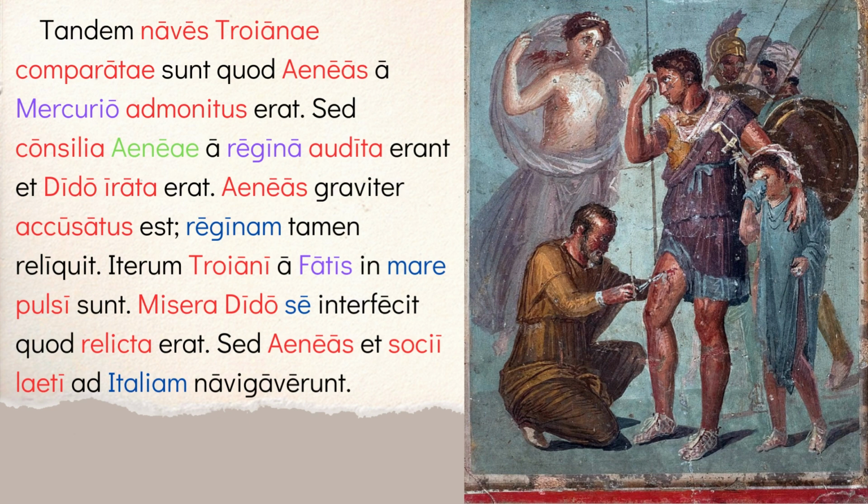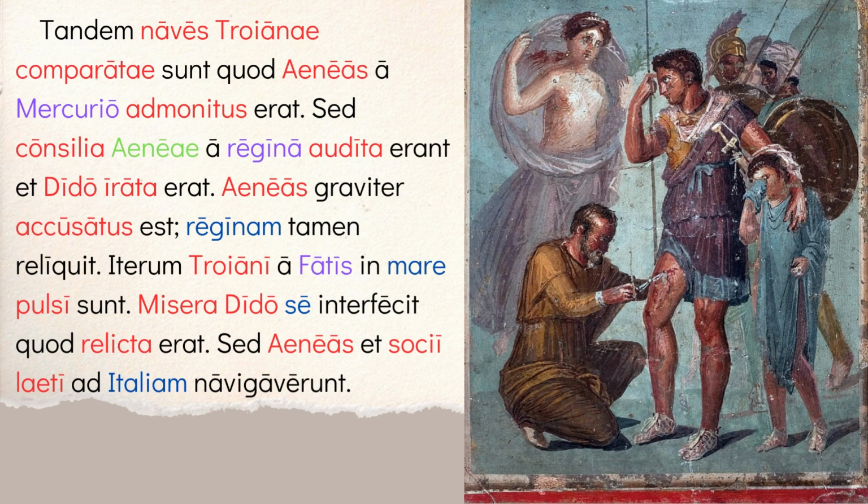Then you have consilia Aeneae a regina audita erant et Dido irata erat. So the consilia, the plans of Aeneas, his thought process, his plans, audita erant, the plans had been heard a regina, by the queen. So audita erant is pluperfect passive. The plans of Aeneas had been heard by the queen, and Dido irata erat, Dido was angry.